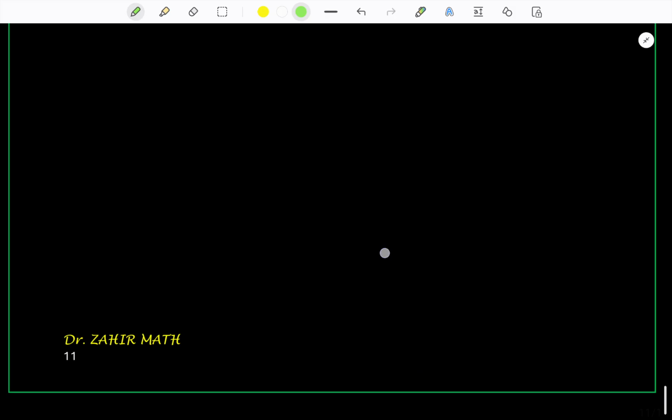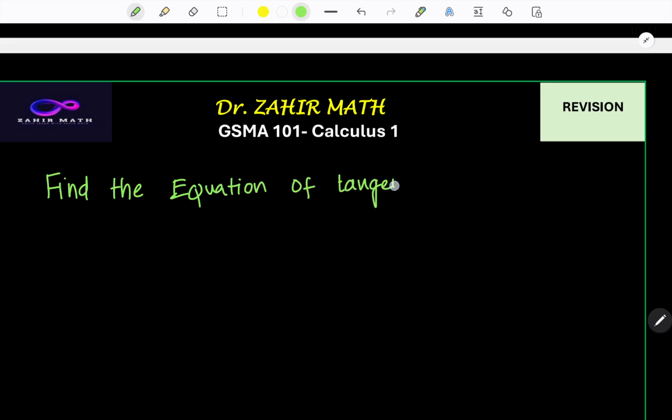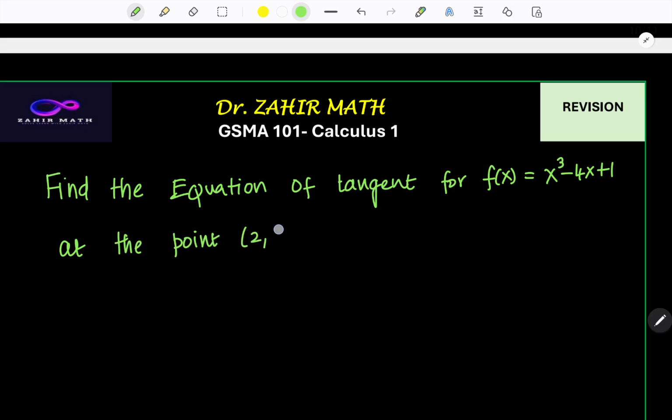Next, the last question, we are going with the equation of tangent. There is one more question you need to do for tangents. Okay, right. So this is also 3.1 we are going to do. So let me take one question. Find the equation of tangent for the function f of x equals, let me take one example, x cube minus 4x plus 1 at the point 2 comma 1. This is your question. One example I'll do. So let's see how it goes.